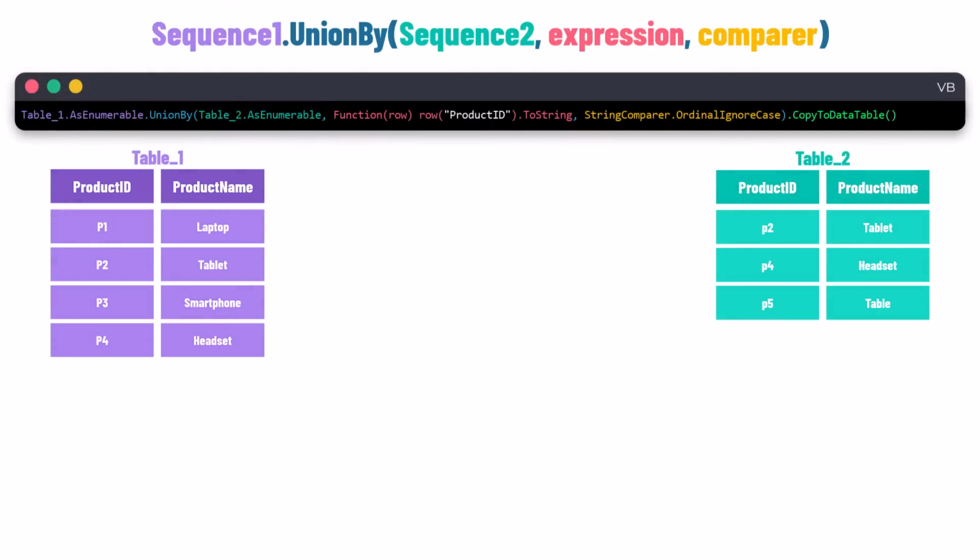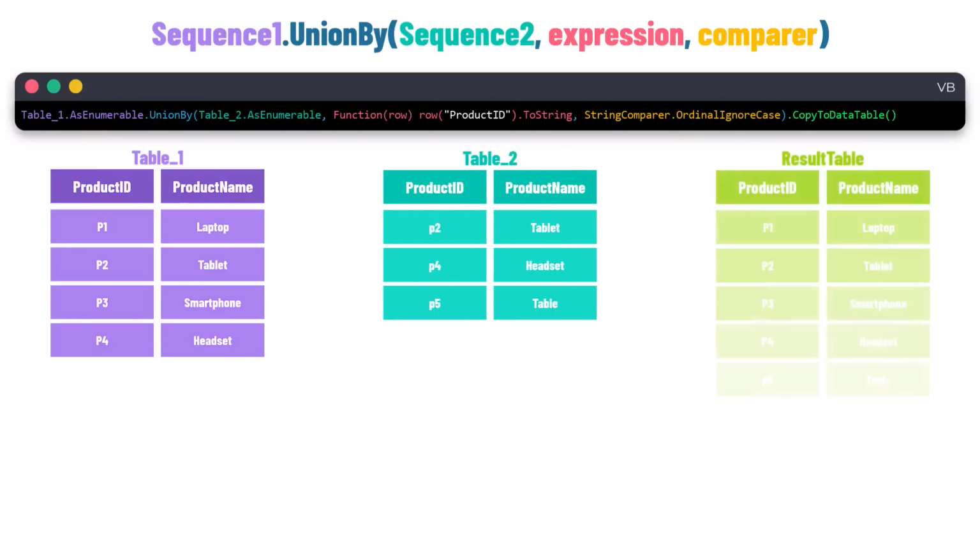The query is exactly the same as the previous one using the first overload. We only added the string comparer to ignore case. The result of this query will be the following table, which contains the unique rows from both tables. This is also how to use the second overload of the UnionBy method. In essence, the second overload of UnionBy lets us merge sequences by a key property, utilizing a comparer to fine-tune our selection criteria. That's all about the UnionBy method.